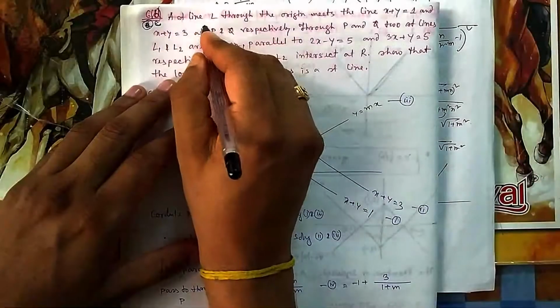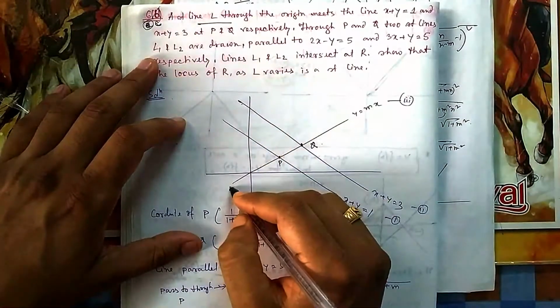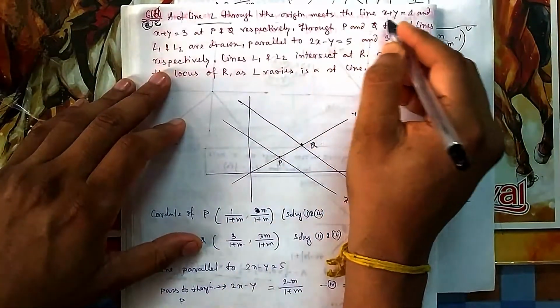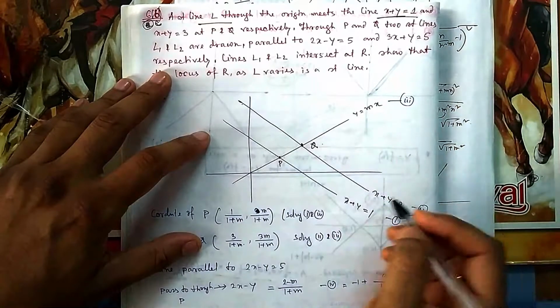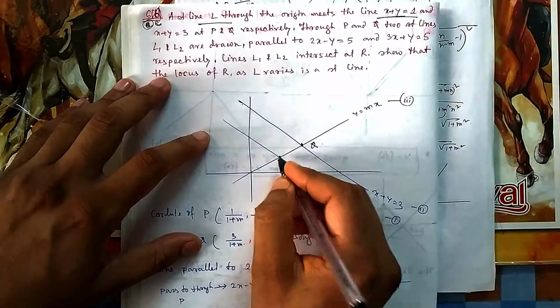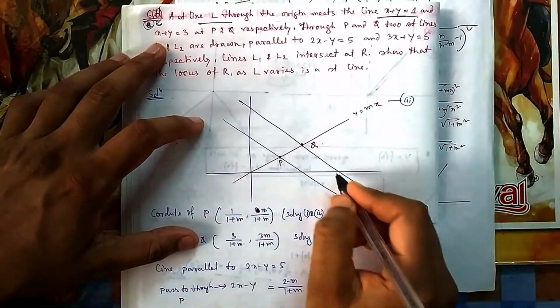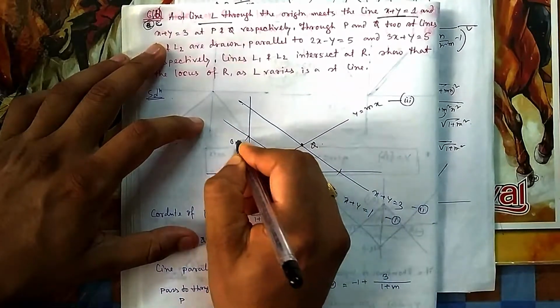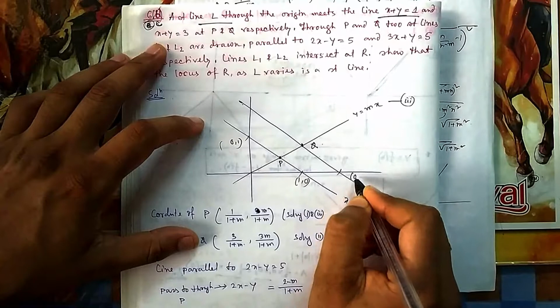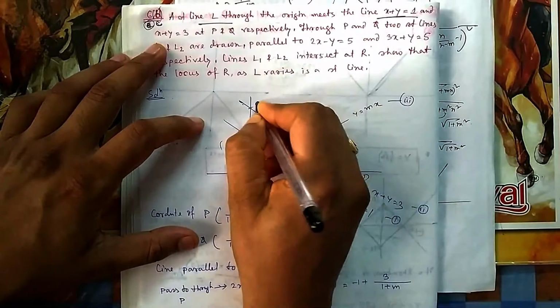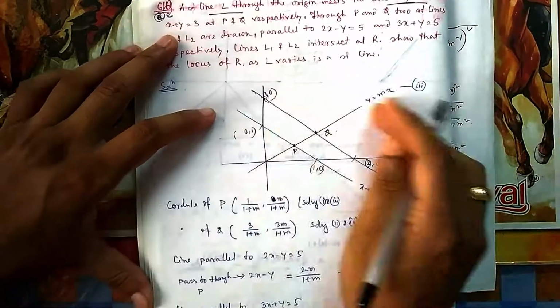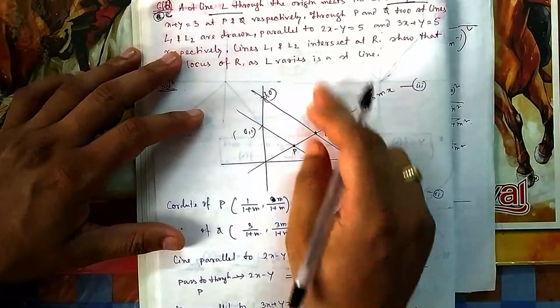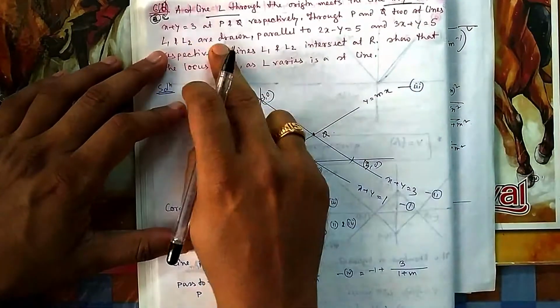If you see this one, a straight line L through the origin meets the line x plus y equal to 1 at P and x plus y equal to 3 at Q. So these lines you know, because x plus y equal to 1 passes through 1 comma 0 and 0 comma 1, and the other through 0 comma 3 and 3 comma 0. By now you know all these things. It meets at the points P and Q.